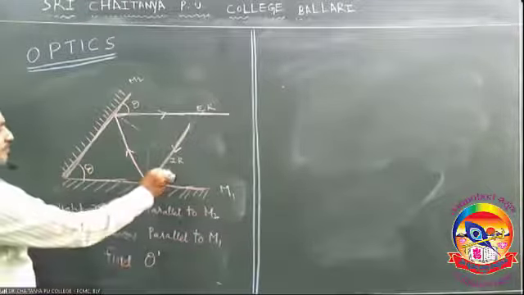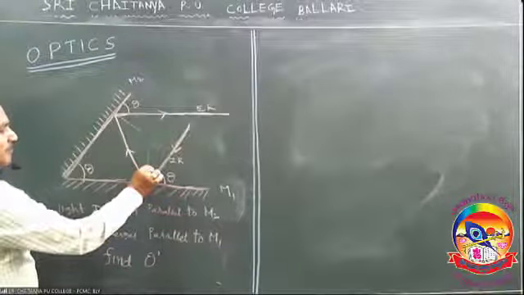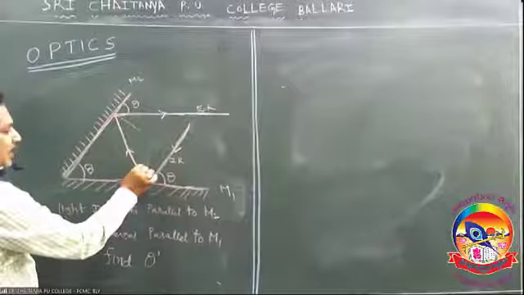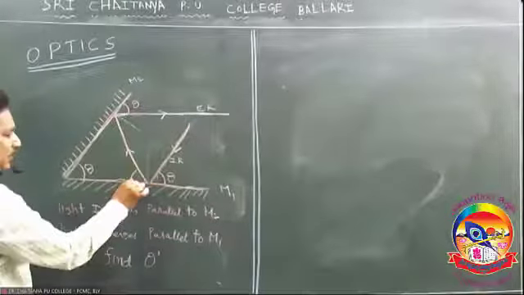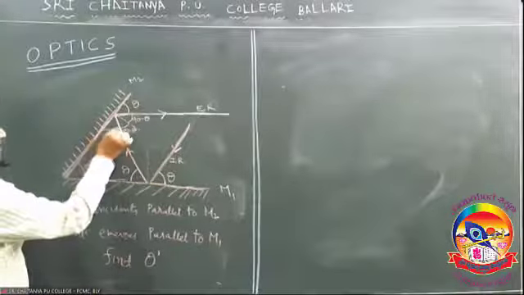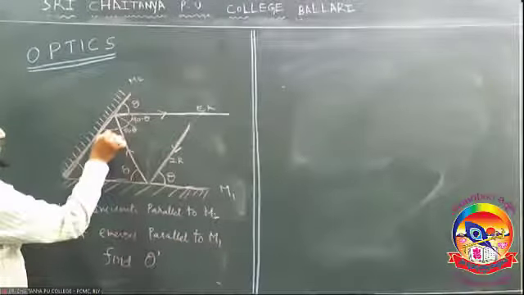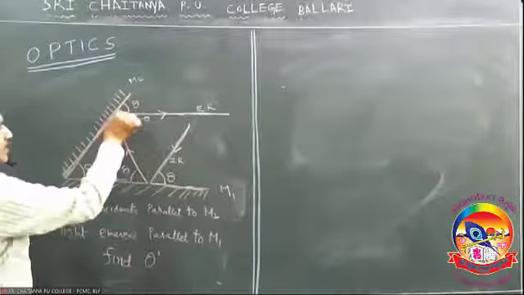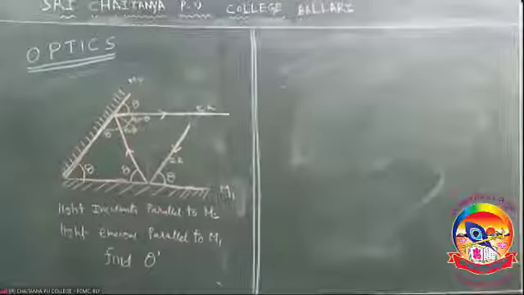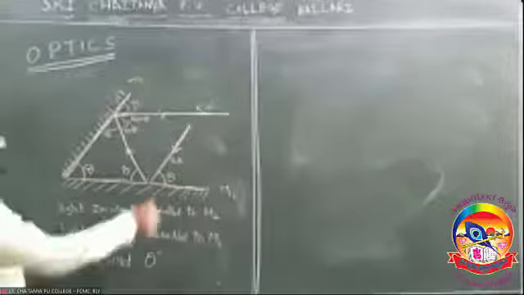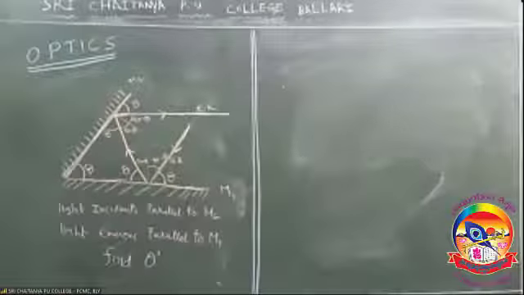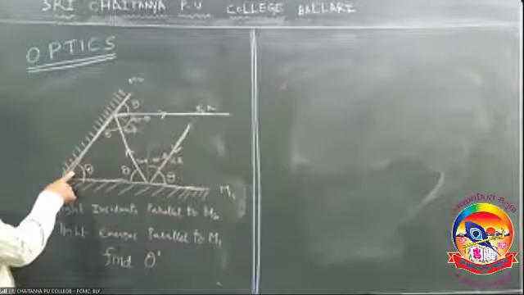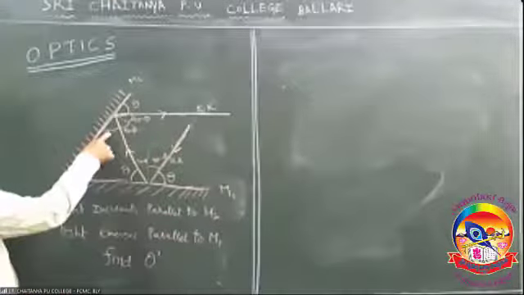If this is theta, then this value is 90 minus theta. This value is theta, simple mathematics. Minus theta, this value is equal to what? Theta, because these are perpendicular. Perpendicular means how much? 90. So this value is 90 minus theta, this is theta. So this angle is theta. This angle is theta. This angle is theta.